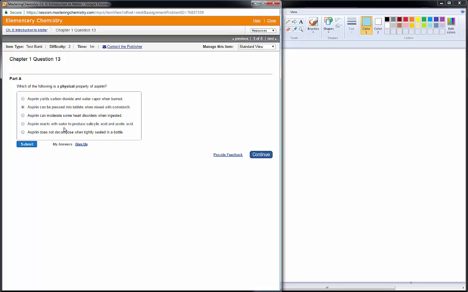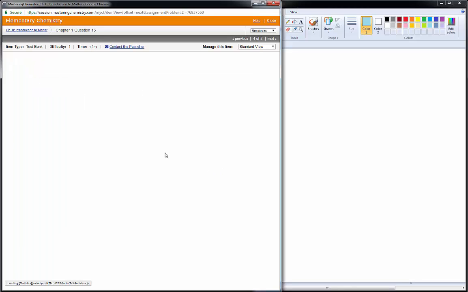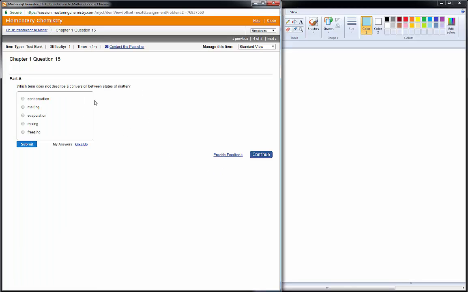And decomposition is a chemical reaction. So if it doesn't decompose, then this is a chemical property. So this is the only one that is a physical property and has nothing to do with changing the aspirin's identity in the process. Conversion between two states of matter.